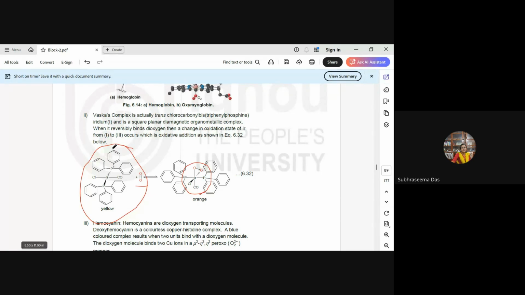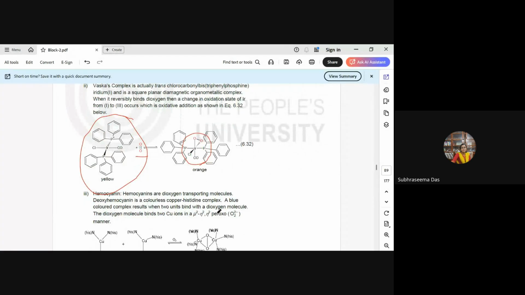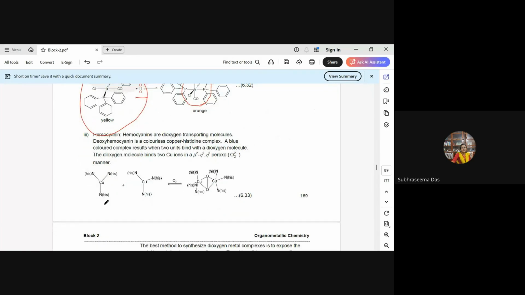Then there is another metalloenzyme called hemocyanin. Hemocyanin also transports oxygen, and whenever we talk of hemocyanin, we know that they are copper complexes. This is a copper histidine complex, and this is the histidine. This is how the deoxyhemocyanin looks. Once oxygen is added to it, it becomes oxyhemocyanin, and this is how the complex looks, where the dioxygen binds to the copper ions in an eta 2 peroxo manner, that is, a dihapto peroxo manner.